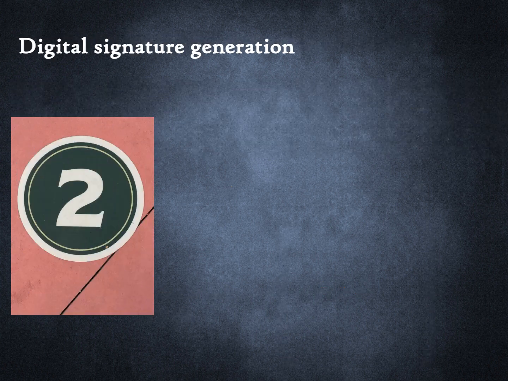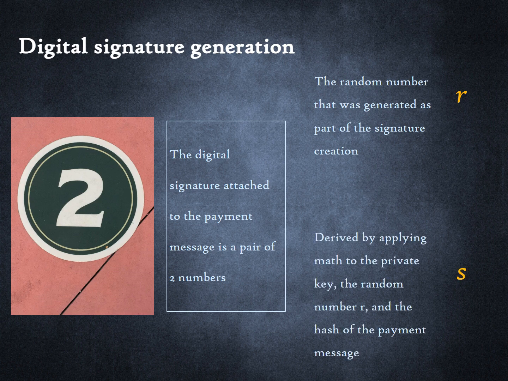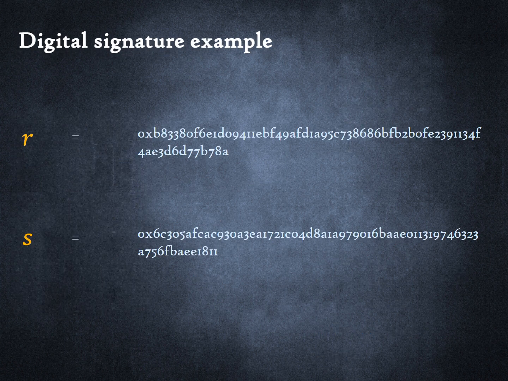The digital signature attached to the payment message is a pair of two numbers. One number is R, which is the random number that was generated as part of the signature creation. The second is S, which was derived by applying math to the private key, the random number, R, and the hash of the payment message. Below is what a digital signature attached to a payment looks like. Even though the visual representation is alphanumeric for conciseness, these are actually numbers. As we can see, while this signature is analogous to the wet signature on a check, it looks very different.